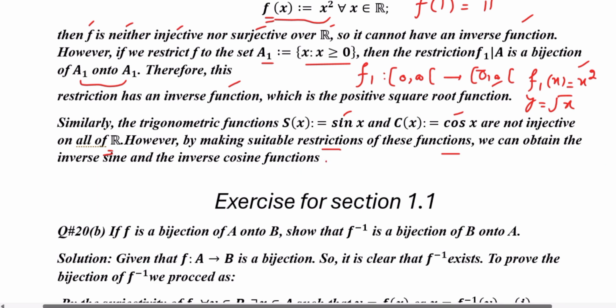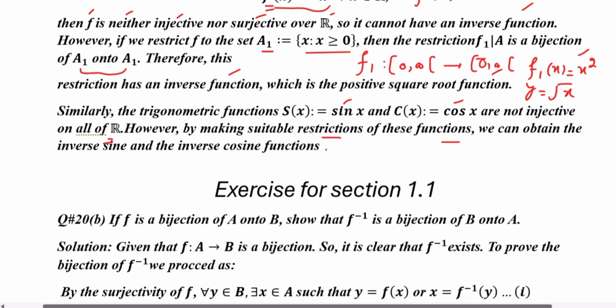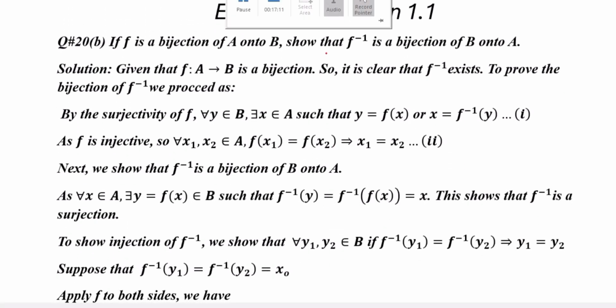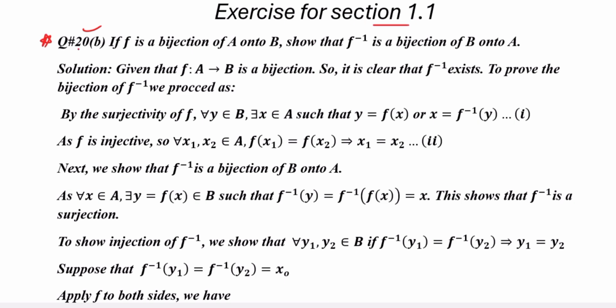Next, in the last segment of our lecture, we are discussing problem 20b from exercise section 1.1. This is an interesting problem. We need to show that if f is a bijection of A onto B, my target is to show that f inverse is also a bijective function from B onto A.